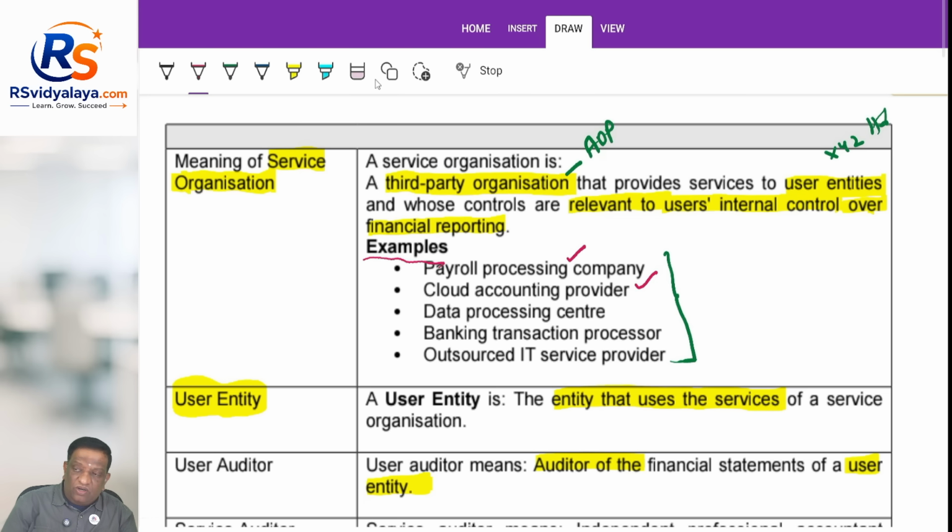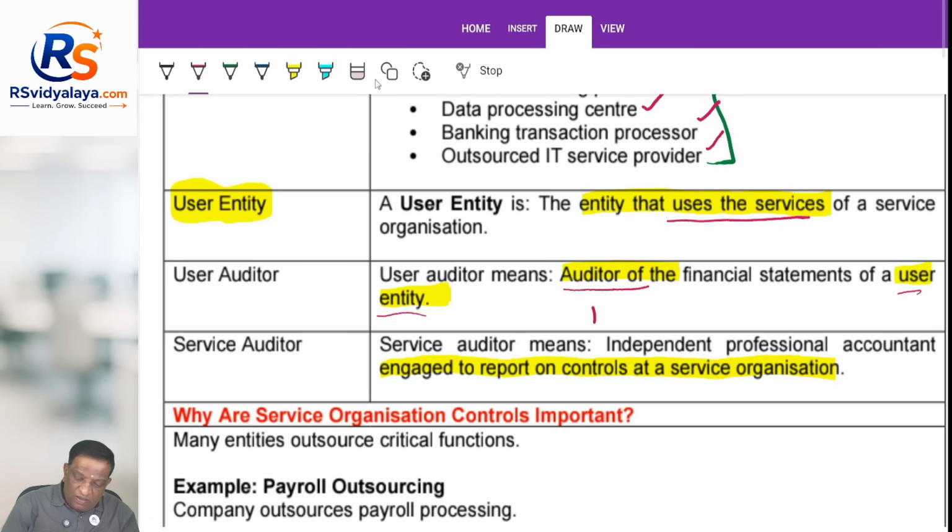Then who is the user entity? A user entity is an entity that uses the services. That is why the nomenclature matches. The user auditor is the auditor of the user entity. In our example, A is that, and the user entity for us is XYZ Limited. And who is the service auditor? An independent professional accountant who is engaged to report on the controls. In our example, it is B. So, these are the definitions that are talked about in SAE 3402. With this, the definitions are over.